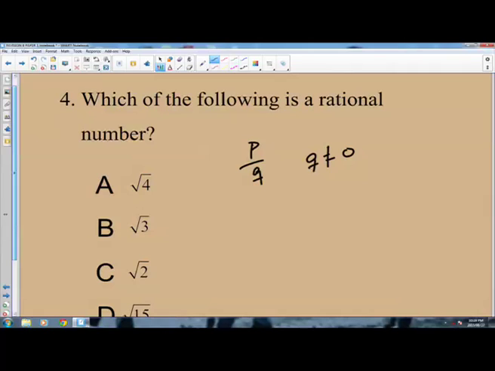But this question is saying we are to find the number from the list given which is a rational number. So we'll check. B, square root of 3. 3 is not a square number. Therefore, it is irrational, because we are saying the square roots of all numbers other than square numbers are irrational. So the square root of 3 is irrational.